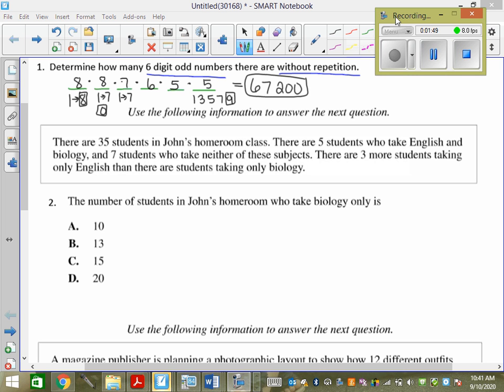There are 35 students in John's homeroom class. There are 5 students who take English and biology. And so, did you guys do this one? Yes. This isn't even from your unit. This is from next unit. Good job. Okay. Let's do it anyway. There are 5 students who take English and biology and 7 students who take neither of these subjects.